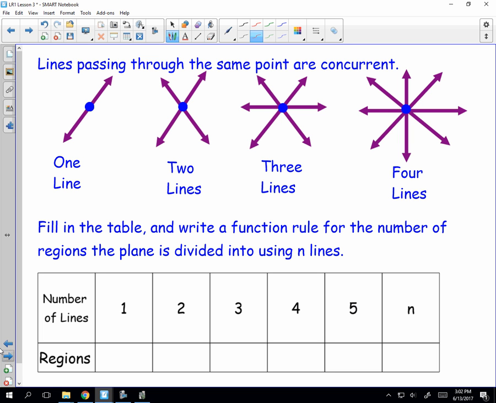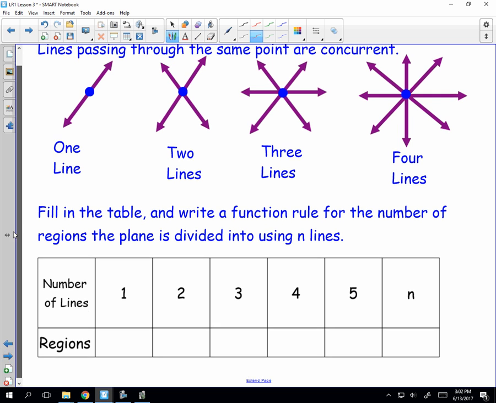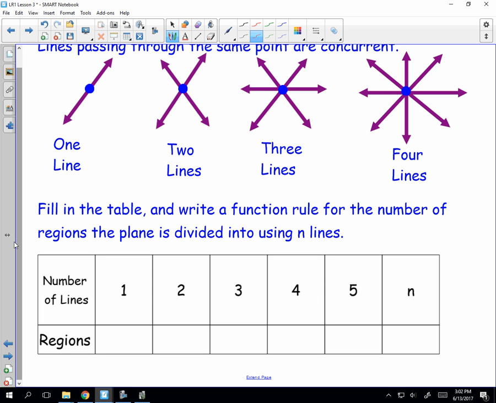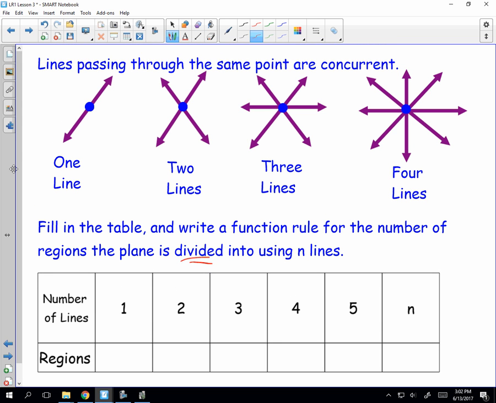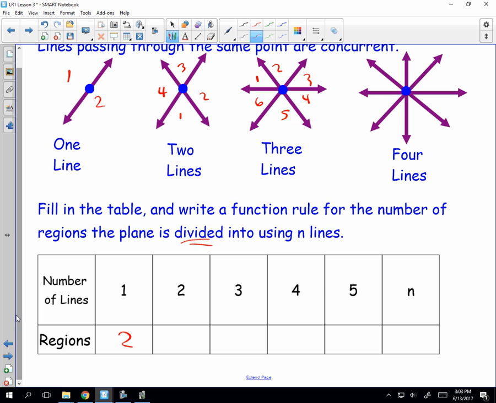Okay, so now looking at some other situations that follow this pattern. Lines passing through the same point are concurrent. We want to know how many regions we divide the plane into in this situation. So one line divides into 2 regions. 2 lines divide into 4 regions. 3 lines divide into 6 regions. So we're looking at the pattern, following the pattern.